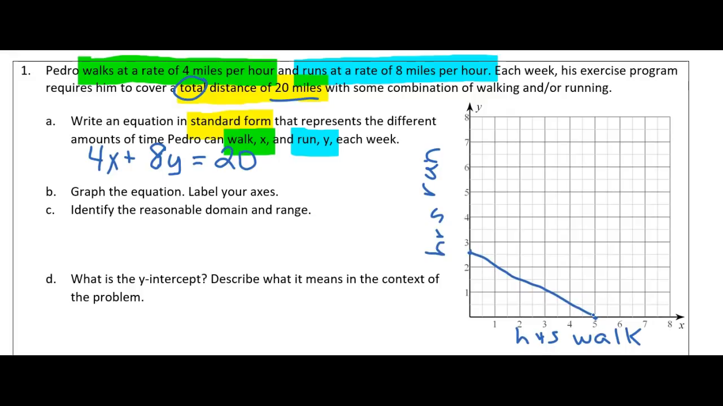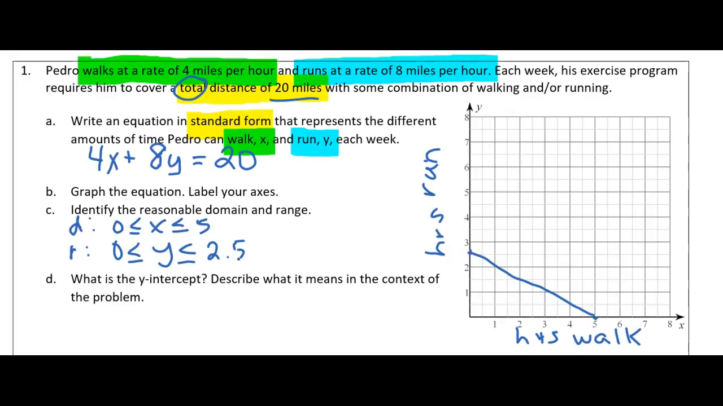Now, doing my domain and range next. Reasonable domain and range, I can actually run for part of an hour or part of a mile. So both my domain and range will be continuous. I'm just going to put these in algebraic notation. I notice my walking, my x values are from 0 to 5. So from 0 to 5. And my y values are from 0 to 2.5. And you can put those in set builder notation as well, but I just quick-handed this one in algebraic notation.